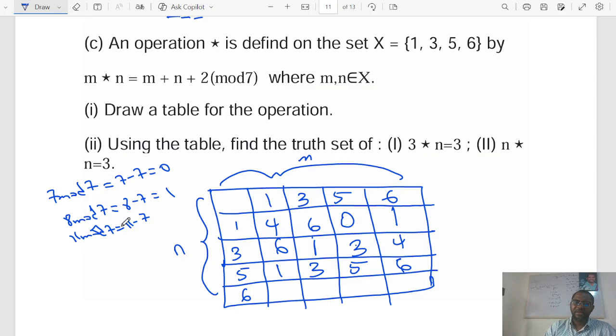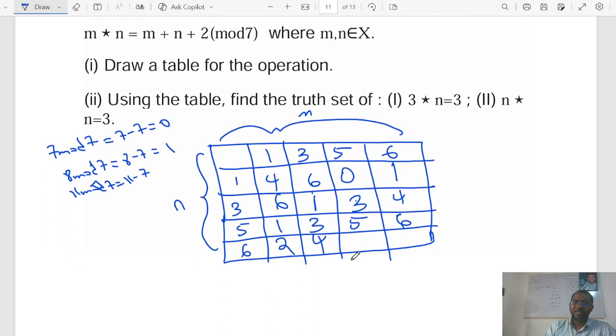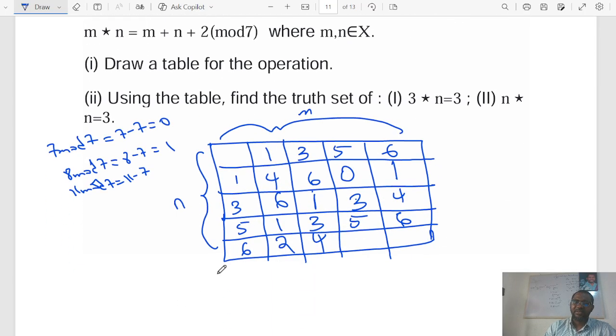Still 6, right? Then for this, 1 star 6 is 1 plus 6, 7. 7 plus 2, 9. I can't write 9, so subtract 7 from 9. That will give me 2. Then for this, 3 star 6, 3 plus 6 is 9, 9 plus 2, 11. 11 minus 7 is 4. Then 5 star 6, 5 plus 6 is 11. 11 plus 2, 13. So 13 minus 7 is 6.